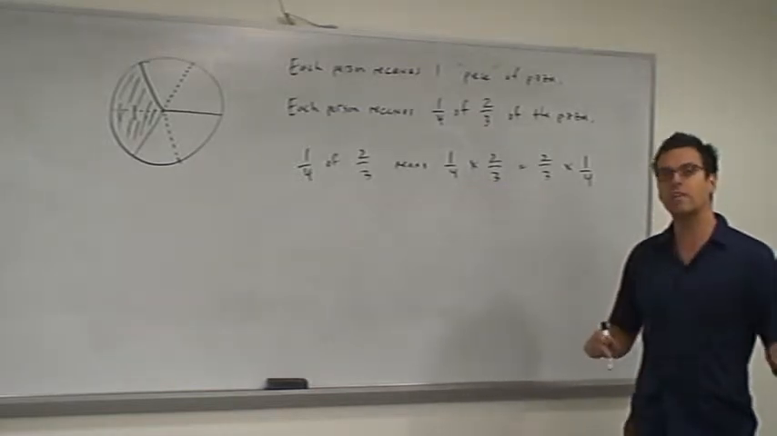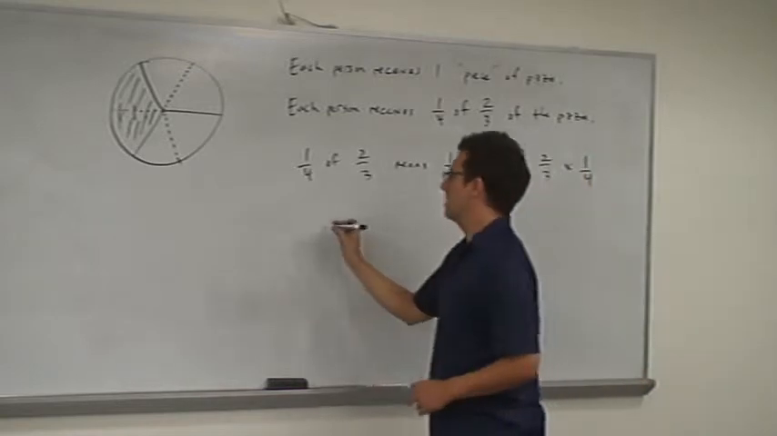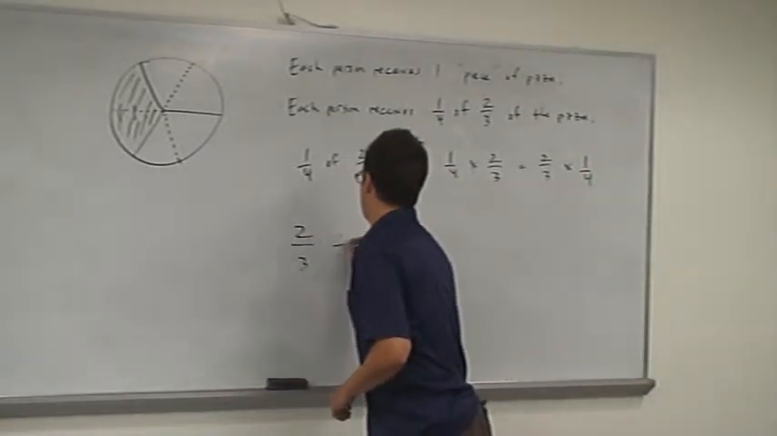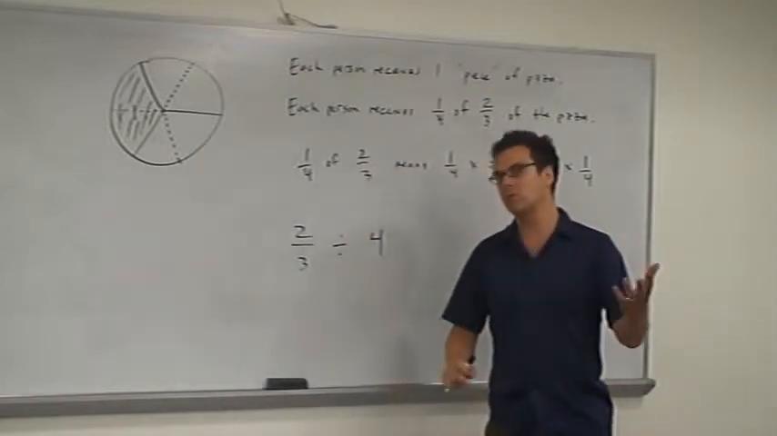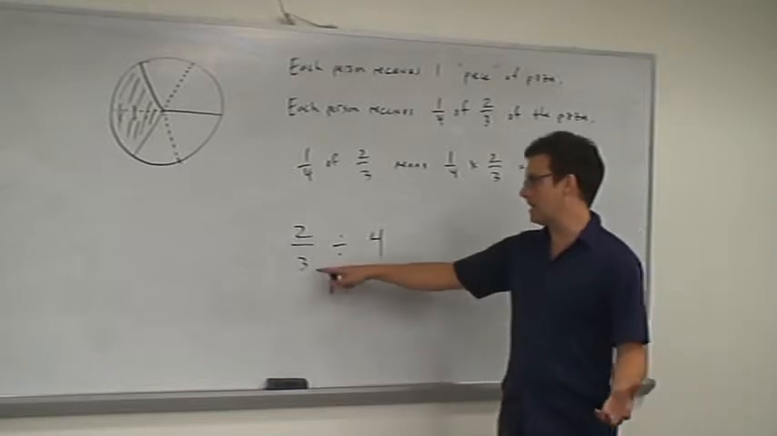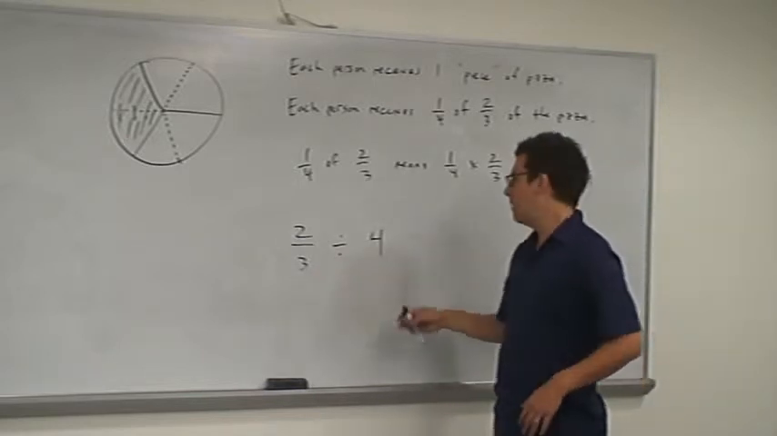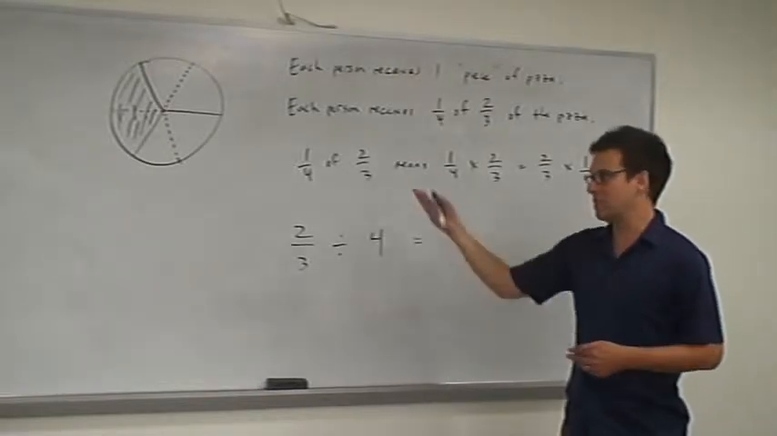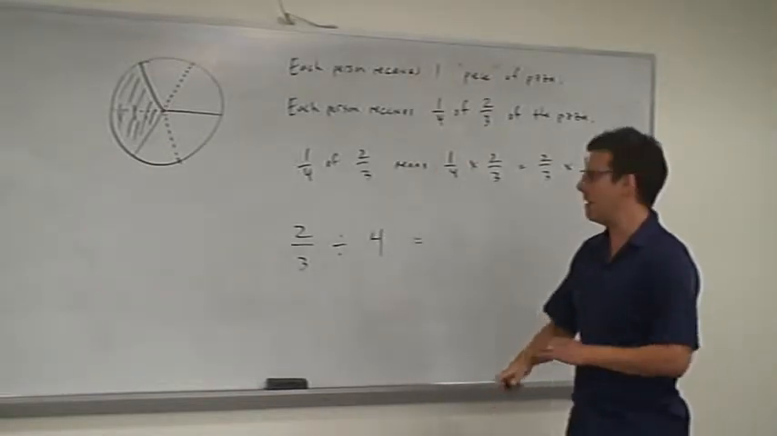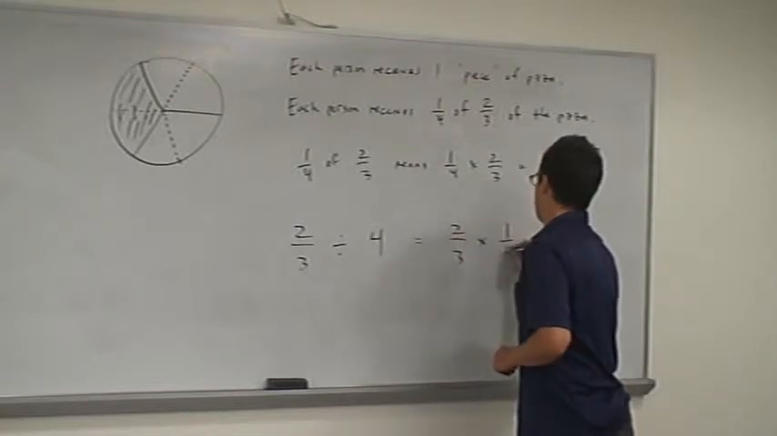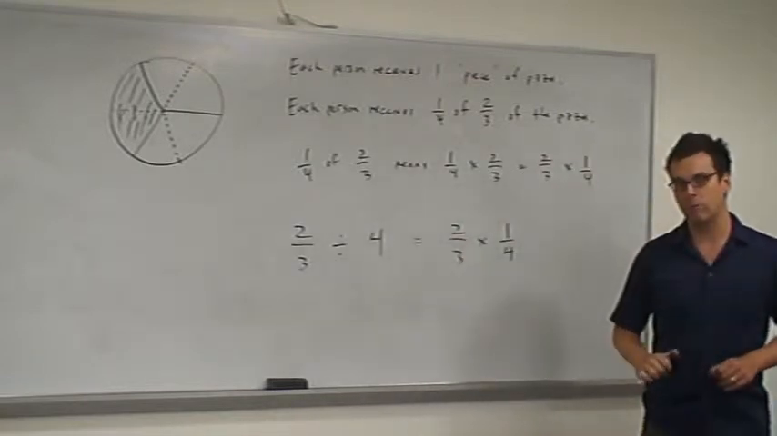Okay, so if we put it all together, on the surface, the original problem we knew was 2/3 divided by 4, because we had 2/3 of something that we're dividing equally four ways. So on the one hand, the problem was stated 2/3 divided by 4. But on the other hand, through our solution process, which just entailed simply cutting these pieces in half, we see that the arithmetic that can solve the problem for us is 2/3 times 1/4.